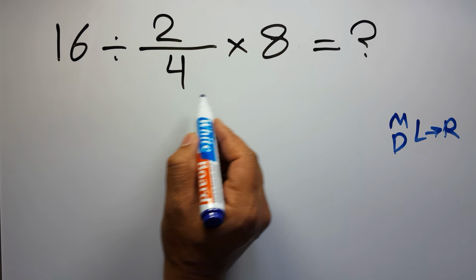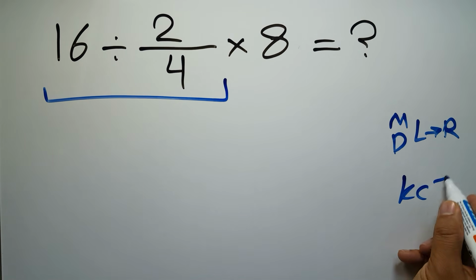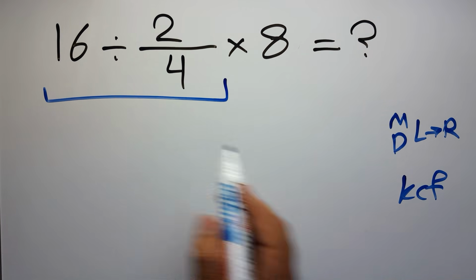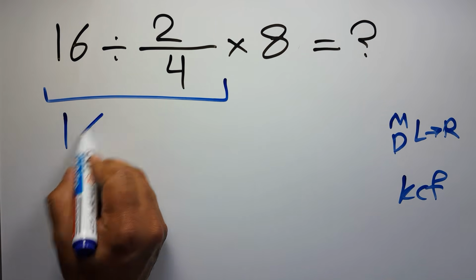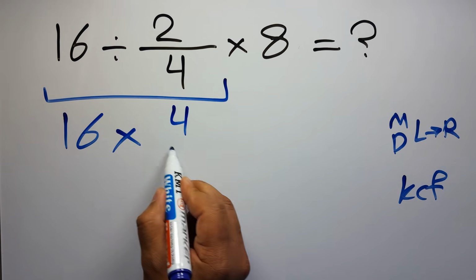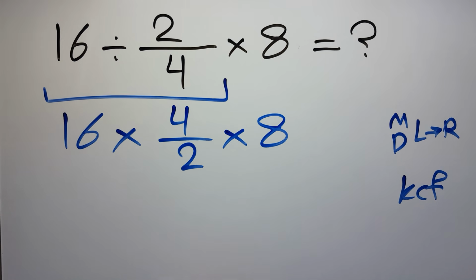16 divided by 2 over 4. According to the KCF rule, K stands for keep, C stands for change, and F stands for flip. We can write: keep the first fraction, change division to multiplication, and flip the second fraction. Then times 8. Okay?